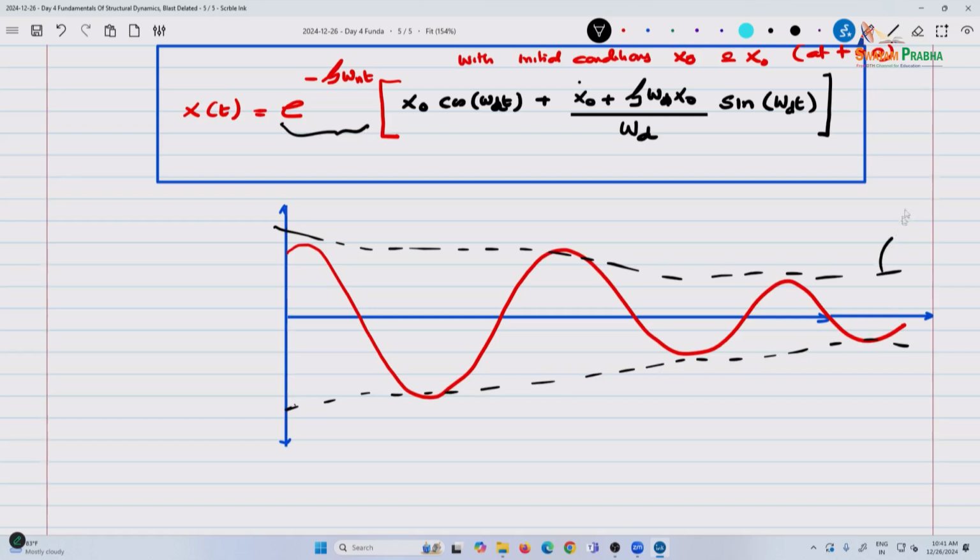So, this reduction is e power minus xi omega n t. So, damping results in reduction of the peak. The boundary conditions or initial conditions are reflected here. The initial slope, again, this was your initial position and this is your initial velocity.